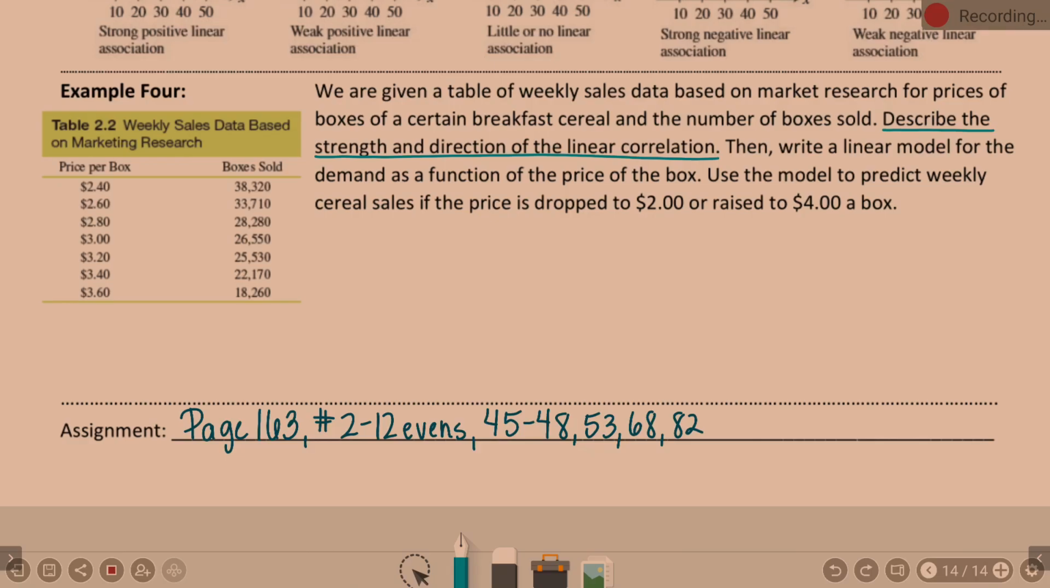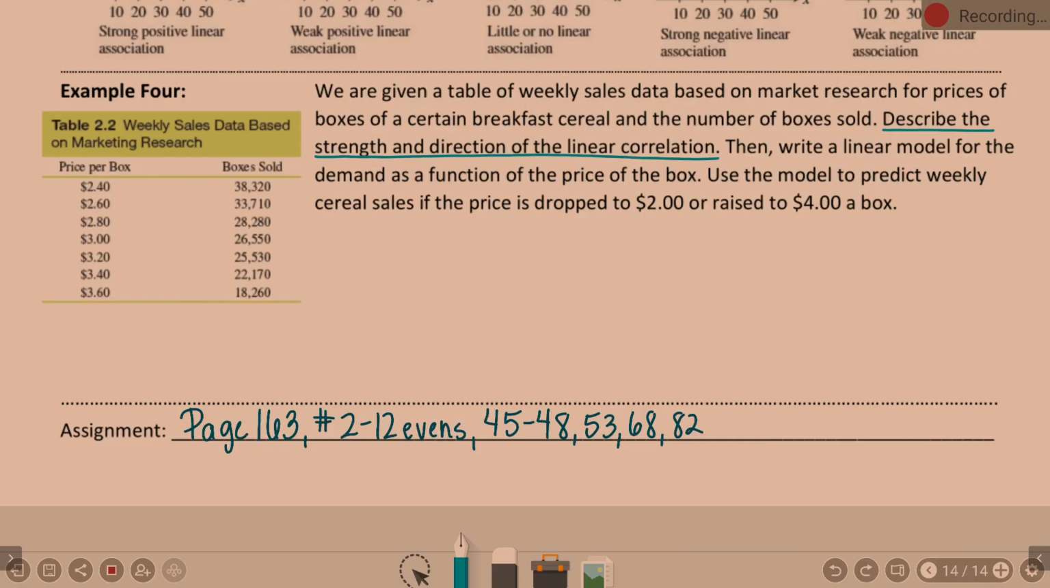After we do that, we're going to work on figuring out how to write a linear model for the demand as a function of the price of the box. So when I say write a linear model, we're going to be writing an equation. Or shall I say our calculator is going to be writing an equation for us. So, no longer done by hand. And then, after we get that all done, we're going to use that model, that equation, to predict cereal demand if we were at a price not on that list there.